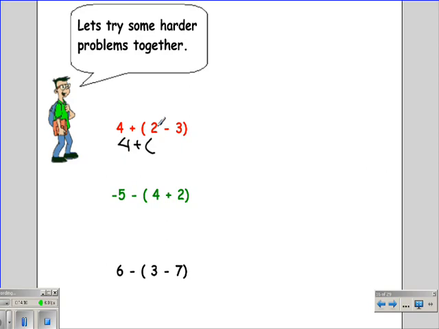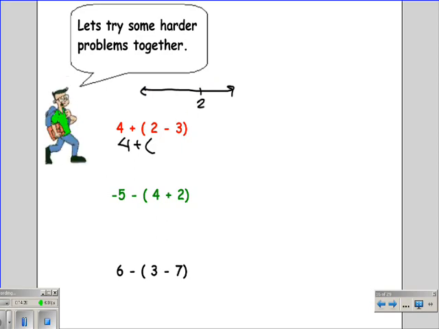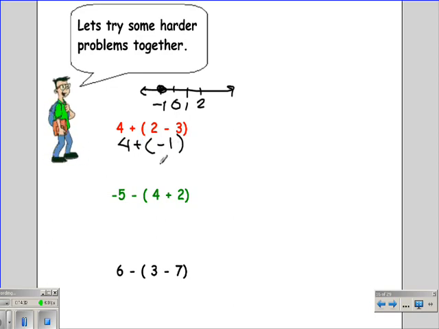So I have 4 plus 2 to the left 3. I could draw my number line if I needed to. I am going to the left 3, so I'm just going to do 2. I know I got to go left 1, 2 spots, 3 spots. So where do I end up? At negative 1. And 4 plus negative 1 is going to be 3. To the right, to the left, 1.